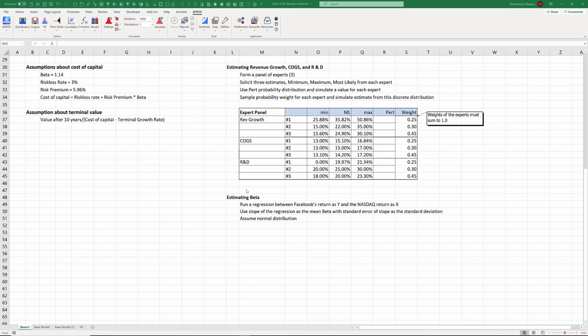To estimate beta, we are going to first come up with the deterministic estimate of beta, and then we will use the probability distribution to simulate those values. Now, one way of figuring out beta is to run a regression between Facebook's rate of return as y against the NASDAQ average. So we are comparing one company against the average.